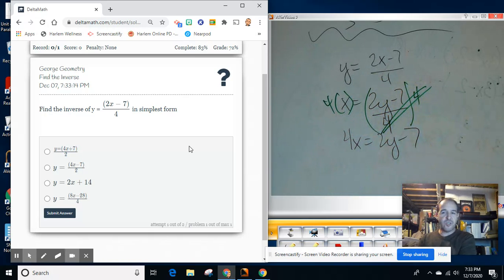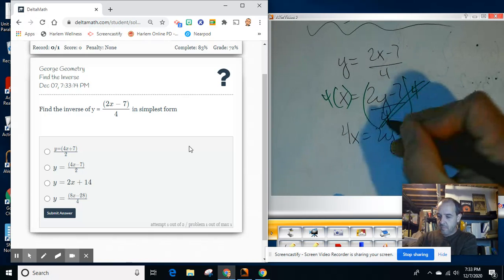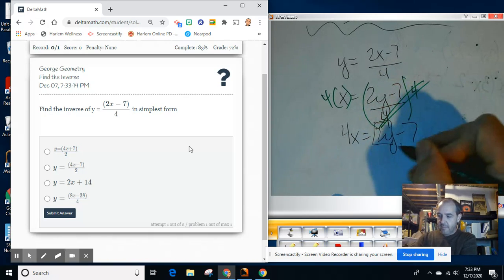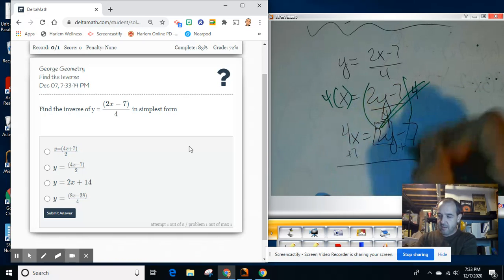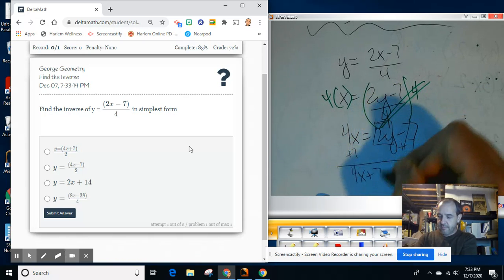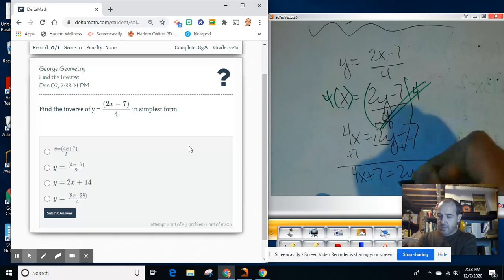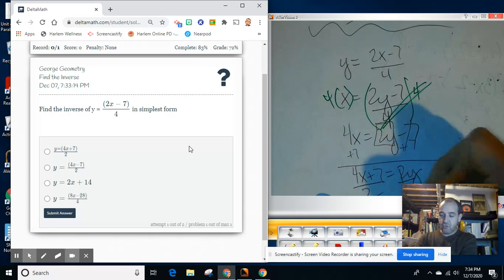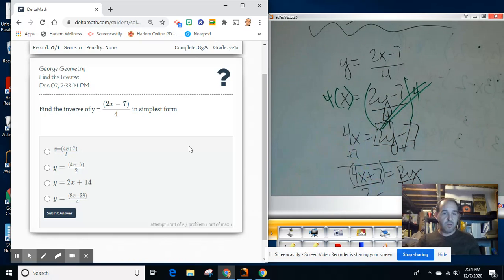And now it's pretty close to what we were doing in the one above. Add my 7. Divide by 2. Okay. 4x plus 7 divided by 2. I think that's it. No. See, that's if I'd have distributed that 4. That's bad. I have no idea where that would have come from. And again, the whole minus trick.